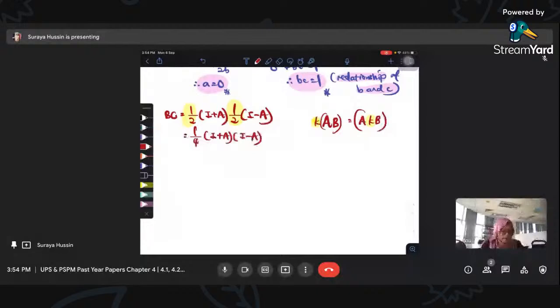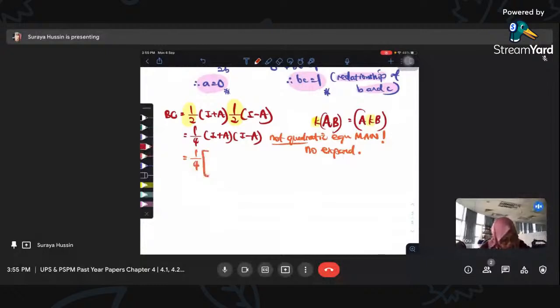Here you cannot just do it like a quadratic. This is not a quadratic equation. Not quadratic, so no expand. Don't you ever dare expand it. What you need to do is just sub in the values. Sub in the I, the identity, and the matrix A. So the I is 1001. Plus it with A.